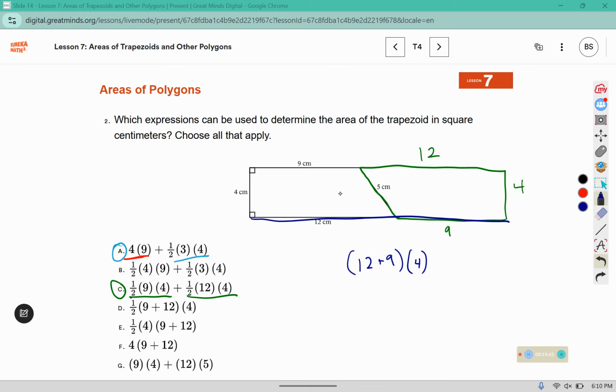But since I did 2 of them, I would need to cut this in half at the end, since I only want 1 of them. This is represented in part D. You can do 9 plus 12 instead of 12 plus 9 because of the commutative property. And E, we have 1/2, the 4, and the 9 plus 12.